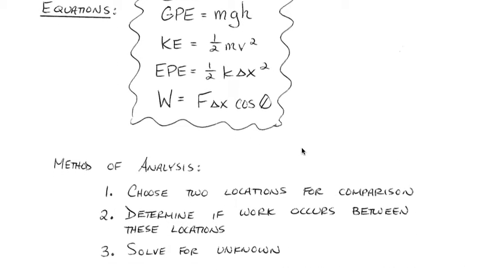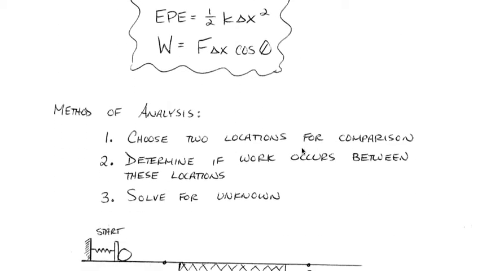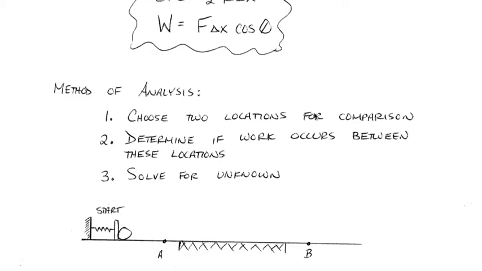So my recommended method of analysis, anytime you have one of these problems, would be to choose two locations for comparison. You need to have one of those two locations have enough information that we can actually calculate the total mechanical energy that we have. And then we know that the second location is going to have that same amount. The new step would be to determine if between those two points, whether or not work occurs. And then once you've made those two steps, and I'll show you the small adjustment you can make once you've determined whether or not work occurs, then you solve for whatever you're missing, whether it be velocity, the height of an object, the spring compression, and so on and so forth.